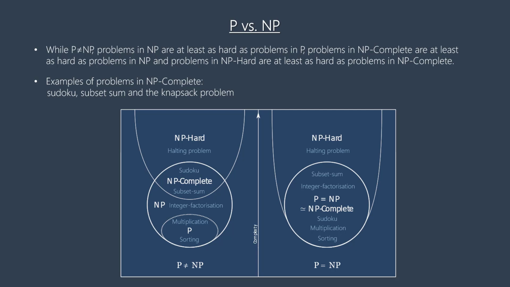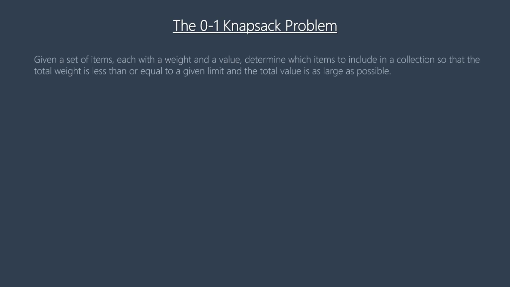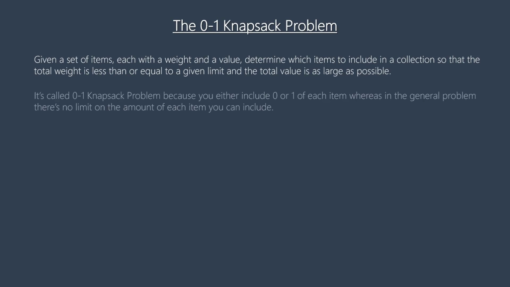I've singled out the Knapsack problem, as particularly the 0-1 Knapsack problem may seem like a problem that at first glance isn't too tricky to solve. The problem is as follows. Given a set of items, each with a weight and value, determine which items to include in a collection so that the total weight of all items to be put in the knapsack is less than or equal to the given weight limit of the bag, whilst maximizing the total value of all items selected. It's called the 0-1 knapsack problem because you either include 0 or 1 of each item, whereas in the general form of this problem, there is no limit to the amount of each item you can include.